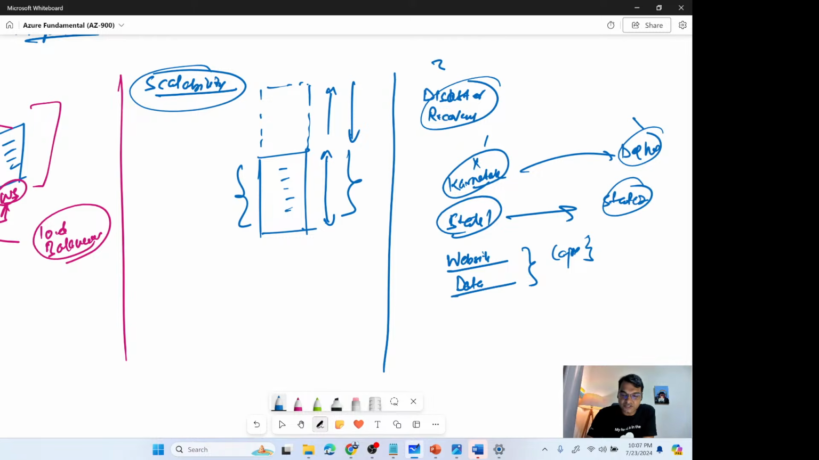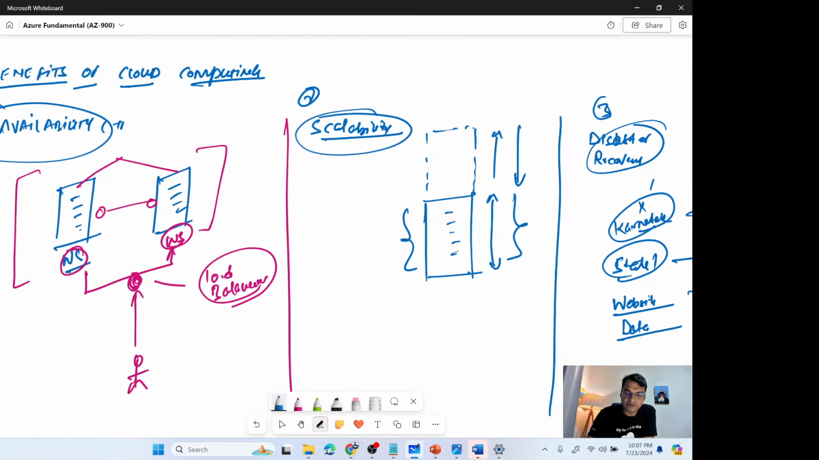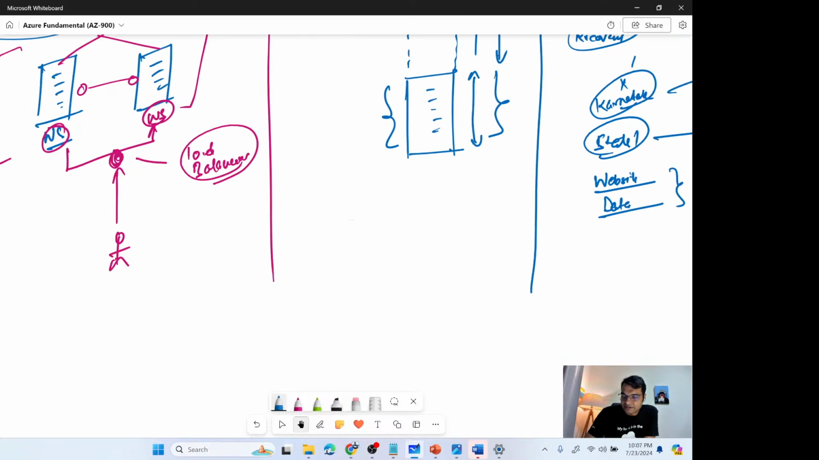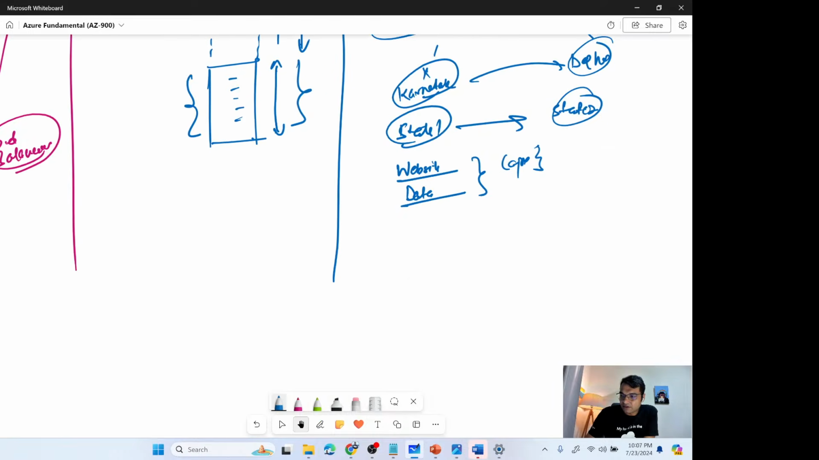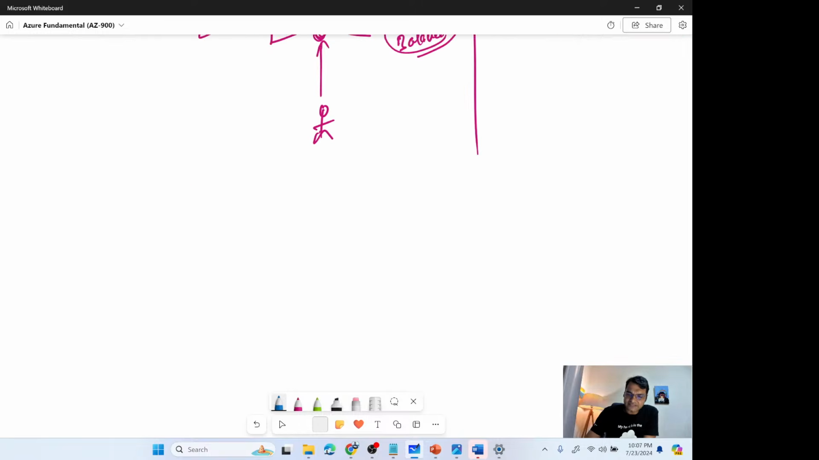So this becomes the third benefit of cloud computing, that it gives you disaster recovery built in. Okay, right. And now, there are many other things. For example, one thing I would like to touch upon is the global reach.